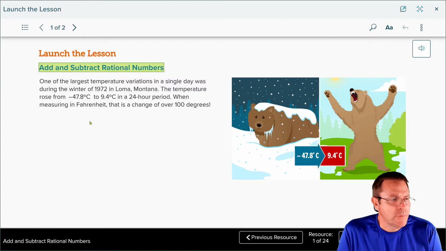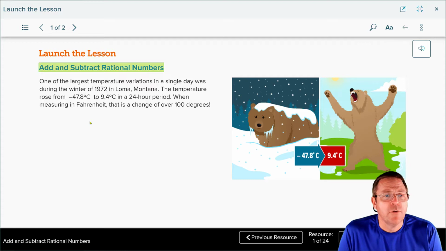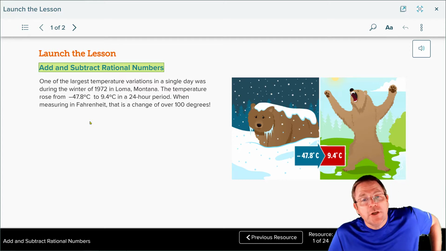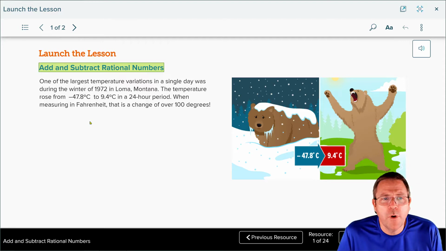One of the largest temperature variations in a single day was during the winter of 1972 in Loma, Montana. The temperature rose from negative 47.8 degrees Celsius to 9.4 degrees Celsius in a 24-hour time period. When measuring in Fahrenheit, what is the change over 100 degrees? Okay, when measuring in Fahrenheit, the change was over 100 degrees. That was a single day. The temperature changed over 100 degrees.